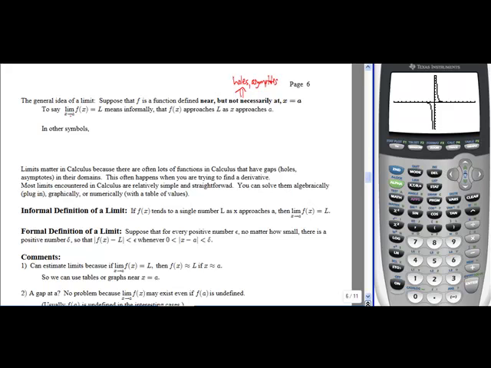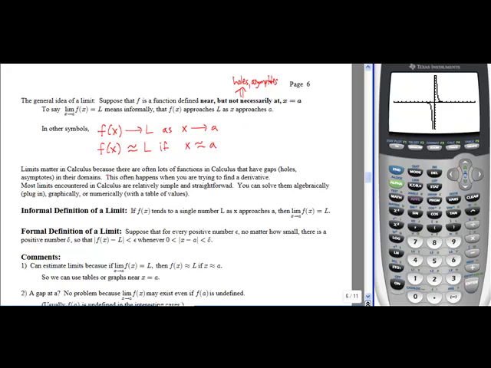To say that the limit as x approaches a of f of x equals L means informally that f of x approaches L as x approaches a. So just as we would expect, f of x gets closer and closer to L as x gets closer and closer to a, or you could say that the function f of x is approximately the value L if x is approximately the value a. And that's true if the limit of the function is equal to L.